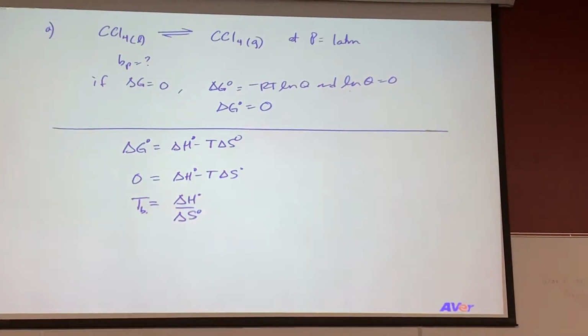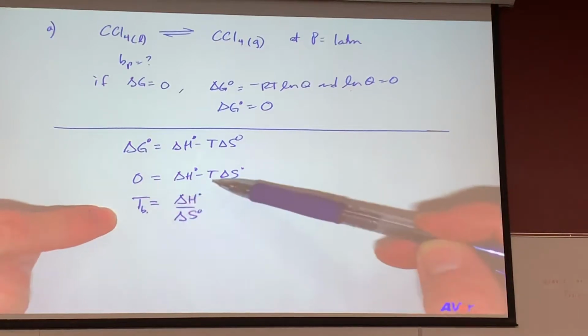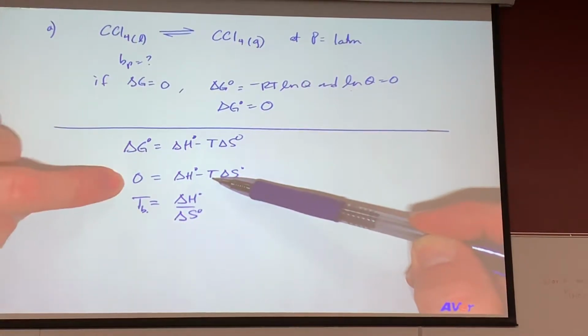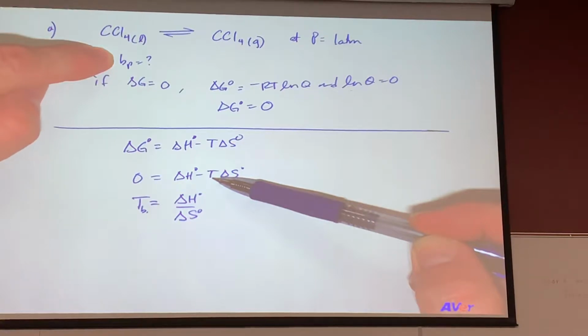stop right there and say this, that at the equilibrium where delta G is 0, then you can rearrange it to say the temperature for this particular condition at delta G equals 0, you can solve for it. And that'll be your boiling point.